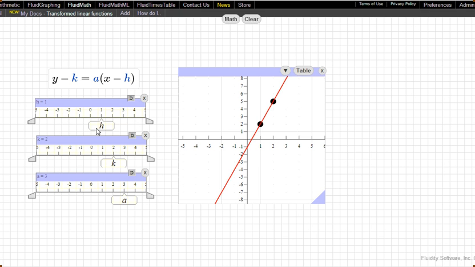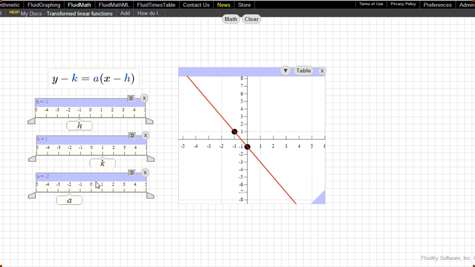Let's take a different example. If we let h be negative 1, let's let the slope be negative 2, and let's let k be 1, then this should go through the point (negative 1, 1) with a slope of negative 2. As we go from this point to this point, we rise negative 2 and run 1, so the slope is negative 2.